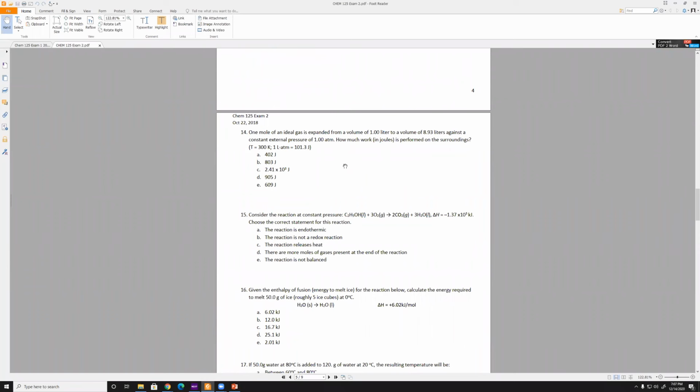Okay, so number 14. 1 mole of an ideal gas is expanded from a volume of 1 liter to a volume of 8.93 liters against a constant external pressure of 1 atm. How much work is done on the surroundings?